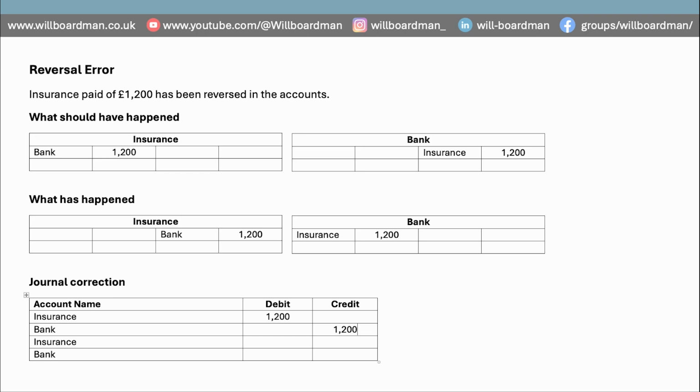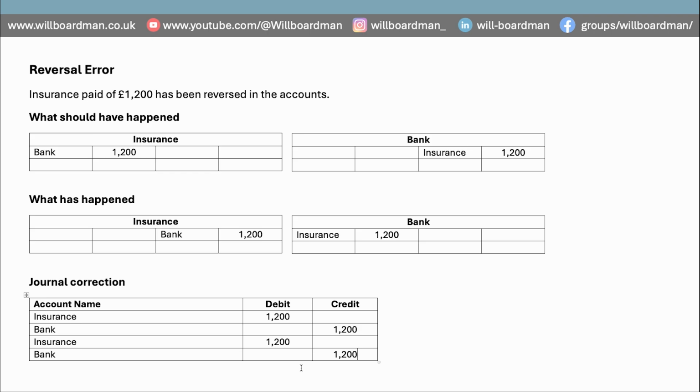Now the next entry is to put the transaction in as it should have been, which would be to debit the insurance account and credit the bank. Now the reason people second guess themselves or doubt themselves on this question is because the entries are the same, which is correct, because what you're doing is removing the incorrect entry, which was reversed, bringing the account back to 0, and then entering it in as it should have been.